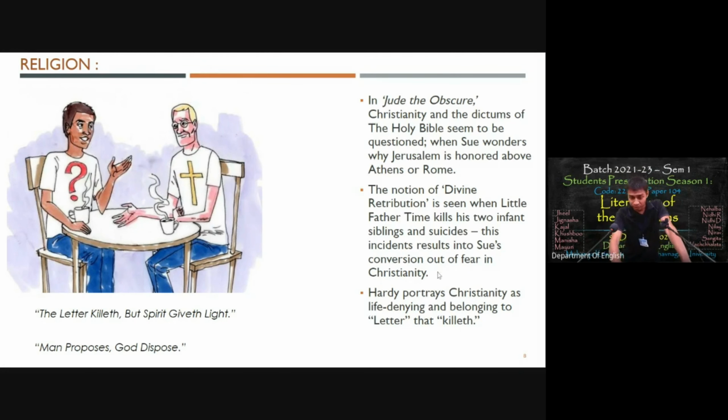And Hardy portrays Christianity as life denying, belonging to the letter that killeth. So it is life denying. Why life denying? It is said that if you do not marry by Christian orthodoxy, then you are not married, though you can live with each other. So it is life denying, that even if you want to live your life, you must come to the church and take the certificate. Only then will you be labeled as authentic. So it will not allow you to flourish on your own. You will have to take a certificate from other people.